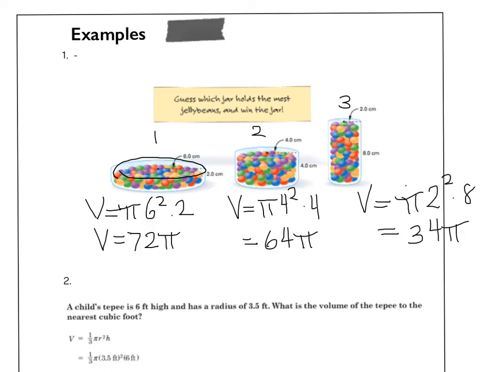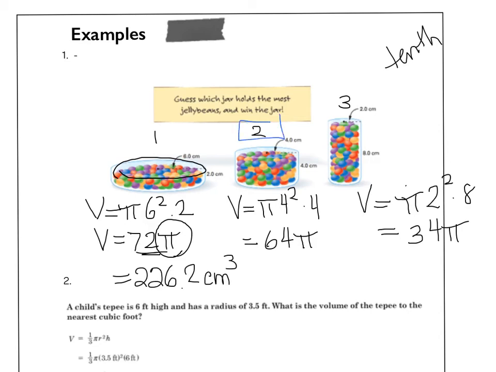So let's actually round this to the nearest tenth, because that's some good practice. What you do is you take the number and multiply it by pi in the calculator, and then I want you to round it to the nearest tenth. Before you do that, go ahead and guess jar 1, jar 2, or jar 3. I'm going to guess jar 2.